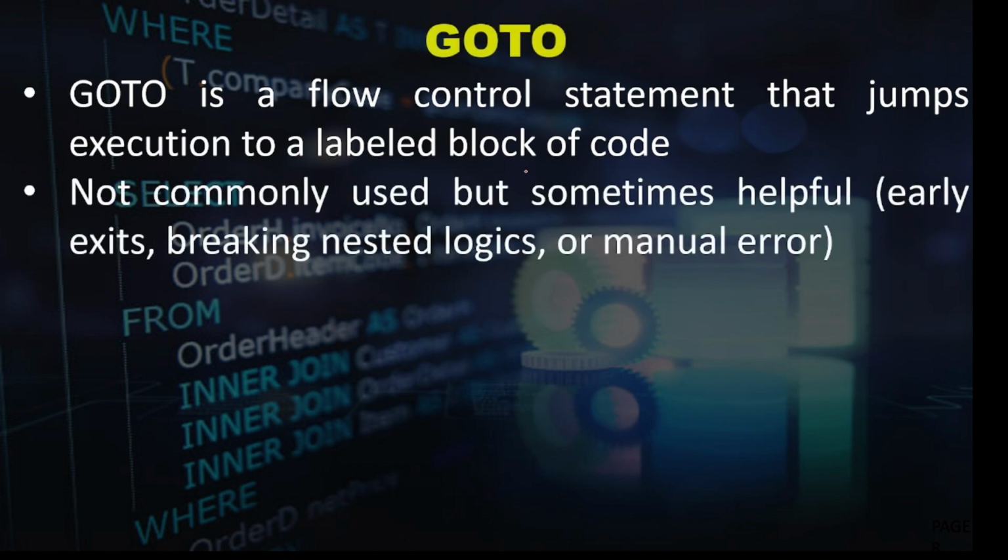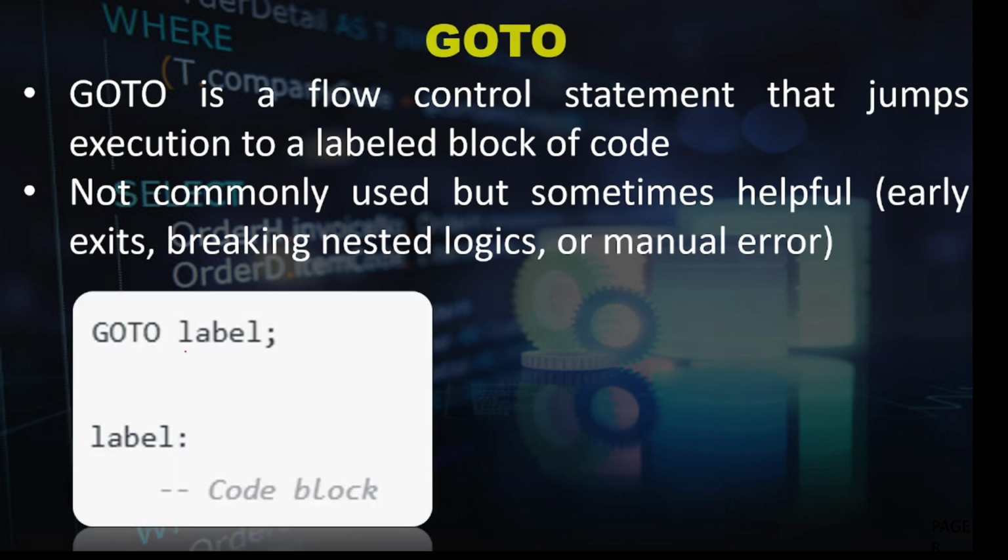Going to the next, GoTo, wherein it has the flow control that jumps execution to a labeled block. So we can write a label like this, GoTo label. If you have a number of statements, it will directly jump to this label.